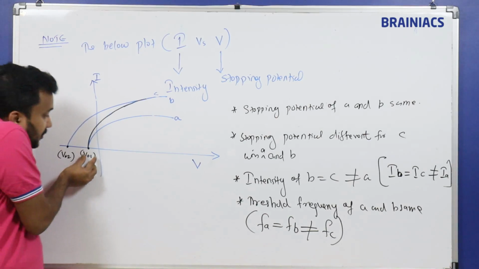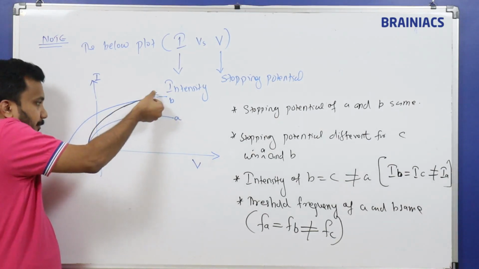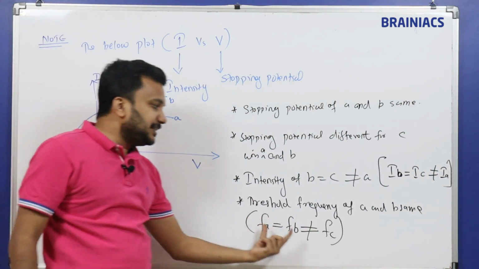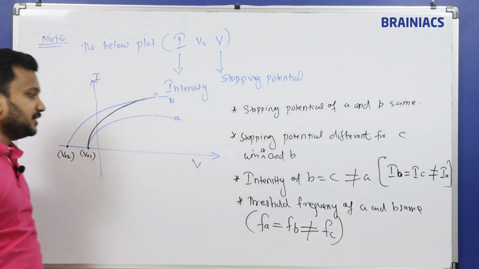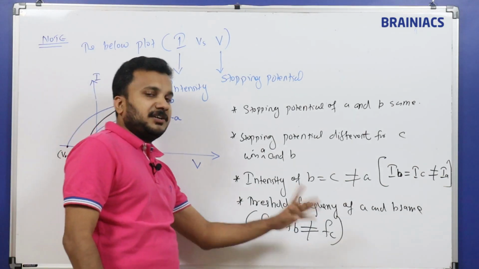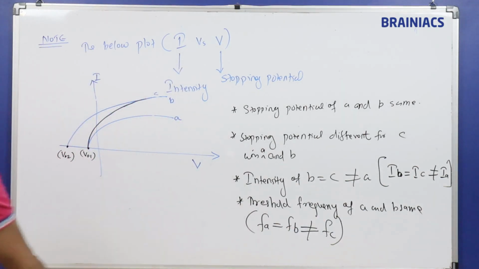And the stopping potential is the same for A and B, both are coming to the same line. Stopping potentials are the same means the threshold frequency will be the same, but for FC it is different. So FA equal to FB, but it is not equal to FC. That's all. Okay, hope the session we have discussed now was clear.